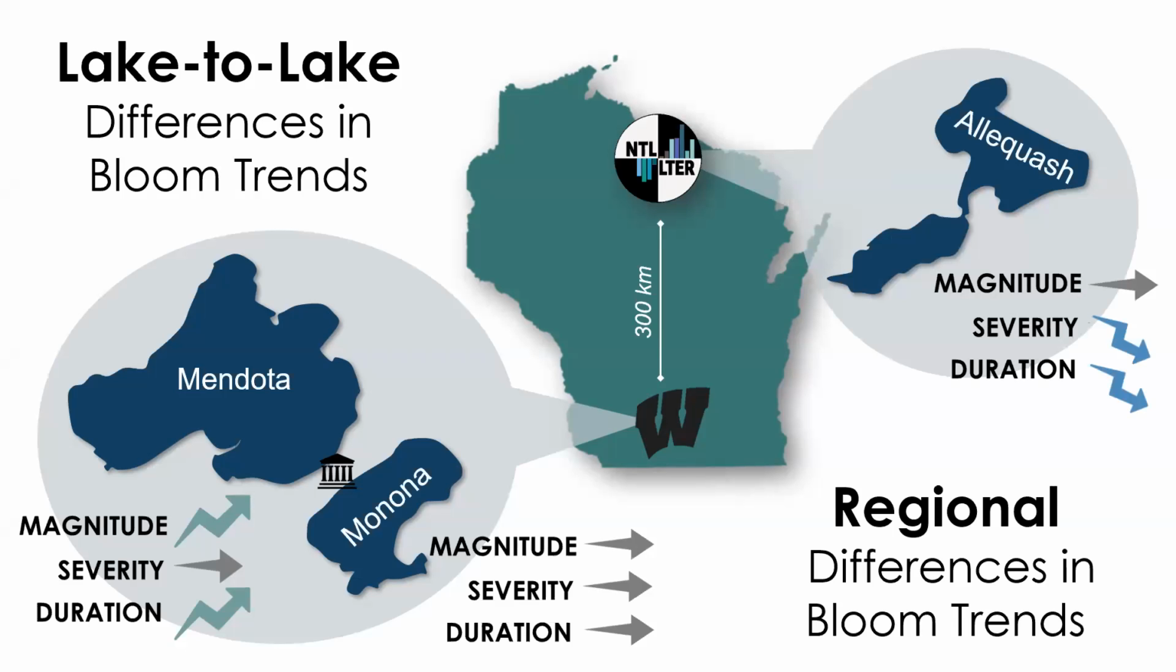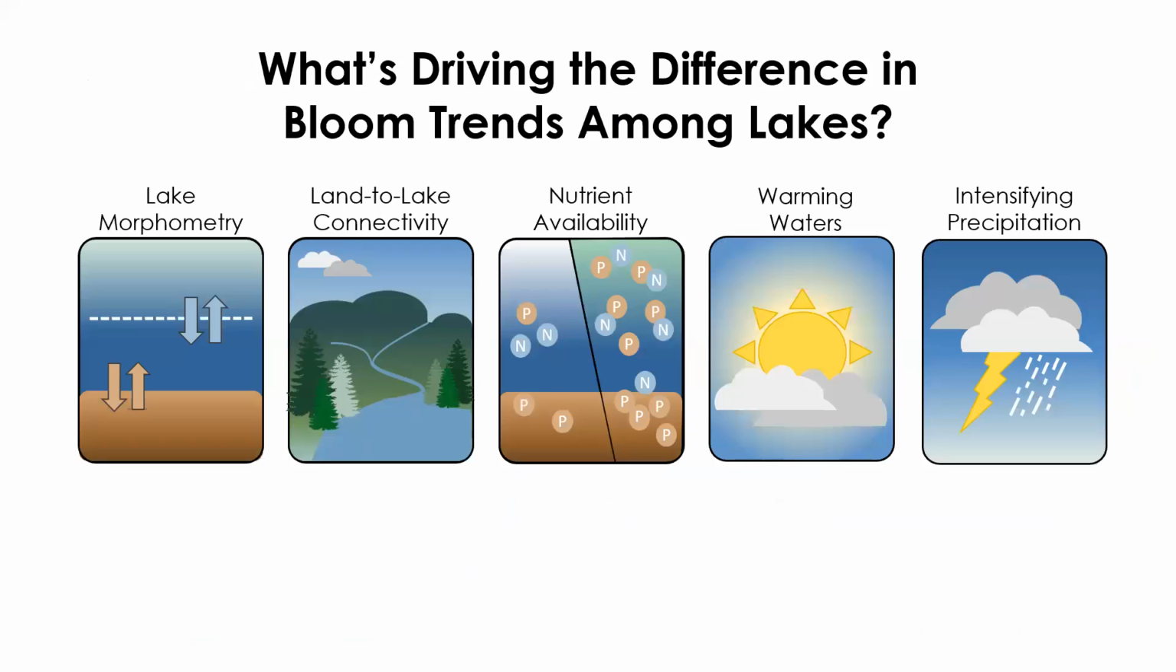And in addition to that, if we look regionally, so for example, move from southern Wisconsin up to northern Wisconsin, where our North Temperate Lakes long-term ecological program is, we have over 40 years of data on those lakes. We see that some lakes like Aliquash are significantly decreasing in their bloom severity and duration. So these lake to lake and regional differences were something we wanted to investigate more, asking what's driving the differences in these bloom trends among lakes.